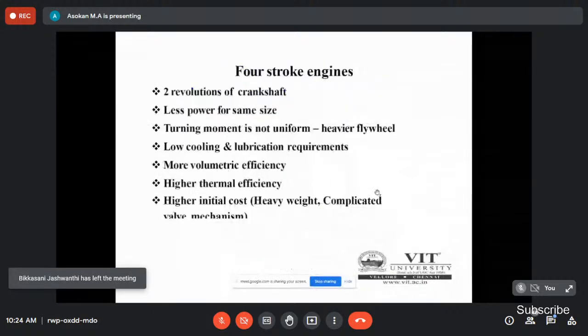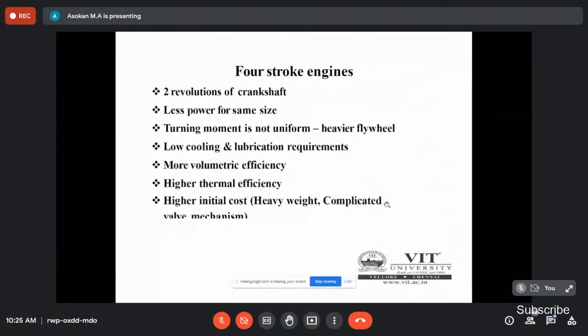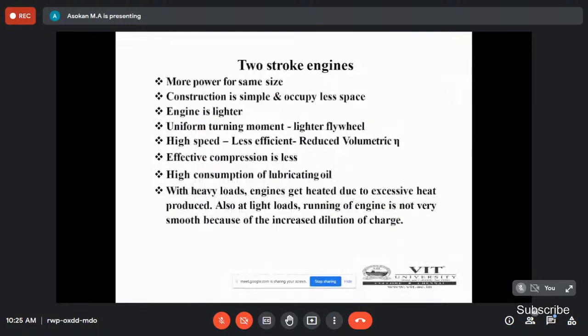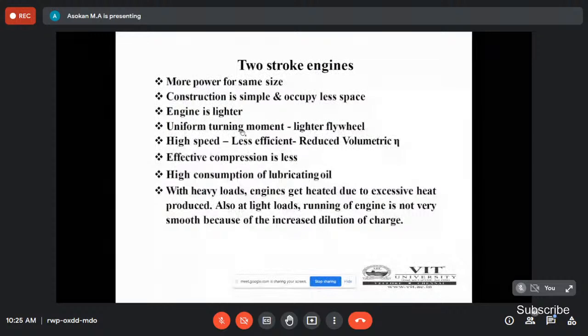Okay, I hope I have already explained two-stroke engines. In the two-stroke engine, there are more power strokes per cycle, more volumetric efficiency and high thermal efficiency. In two-stroke engines, the engine is lighter and the construction is simple, but they are less efficient with reduced volumetric efficiency.